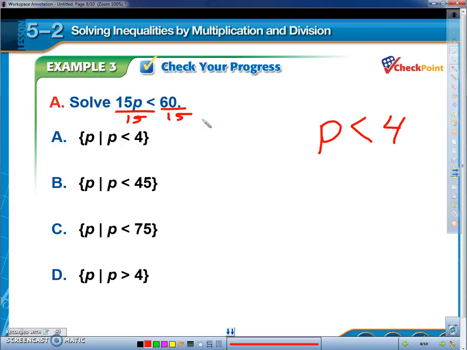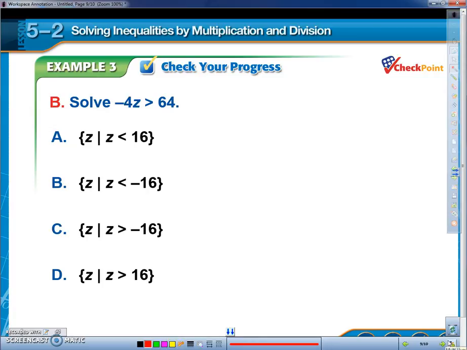After you divide by 15, like you normally would if it was a regular equation, I have P is less than 4. So looking through here, right here. Guys, I will tell you, some of y'all are going to be careless and you're going to see something like this, P and 4, and you're not going to pay attention to the sign. You have to look at the sign to figure out that that is not your answer.